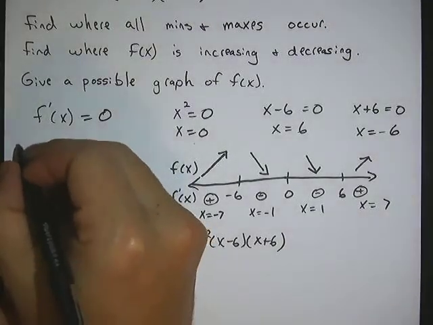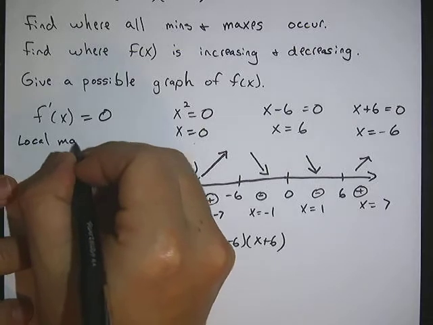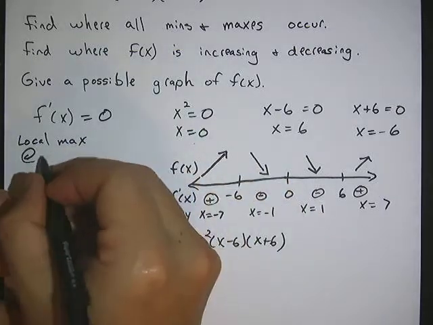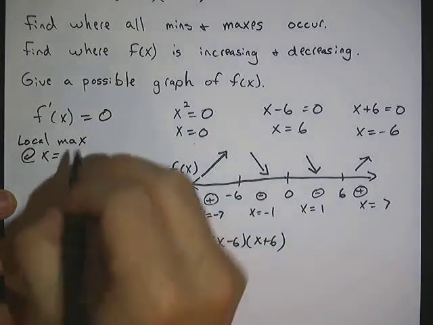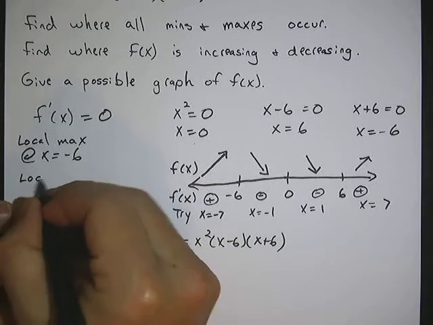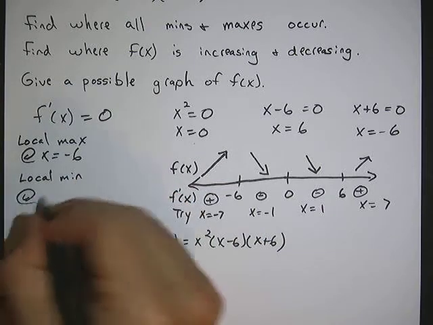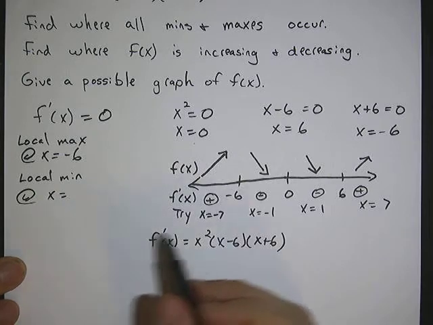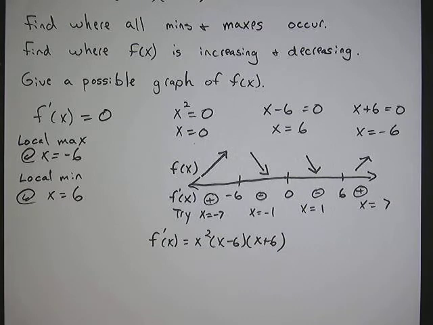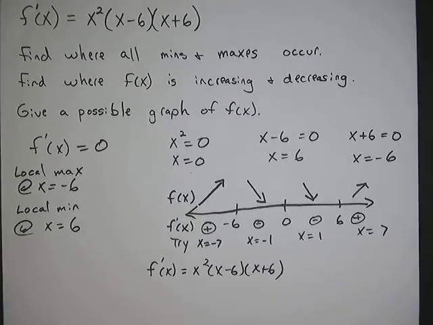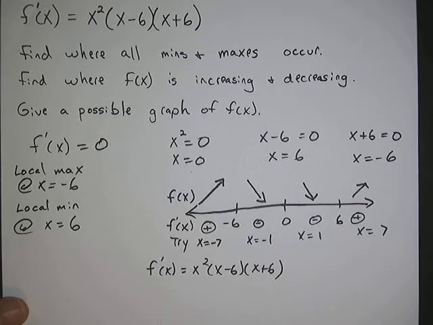I'll start with max. So the local max occurs at x is equal to where at? -6. Okay, and local minimum occurs at x equals 6. Okay, now we can't actually figure out what the value of the max and min are there because we don't have the original function. We would need more information to determine what the value of those are, but we do know that they do occur at -6 and at +6.